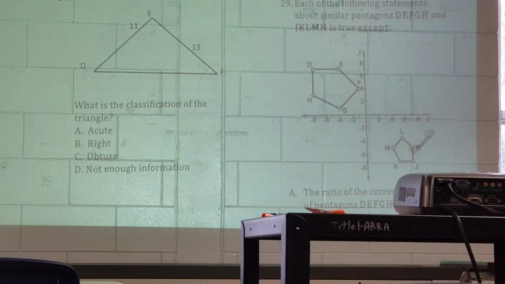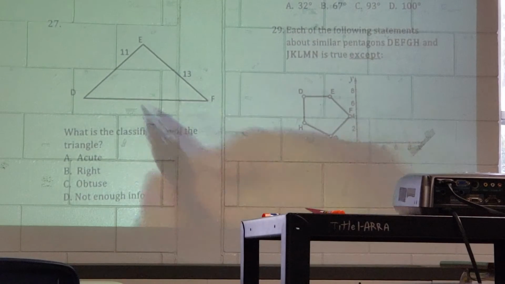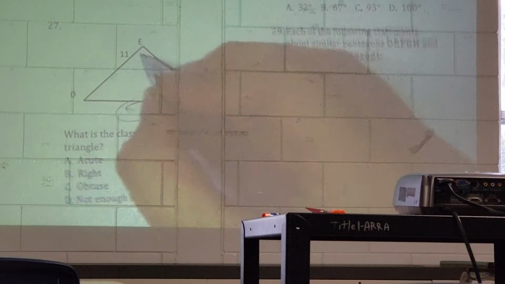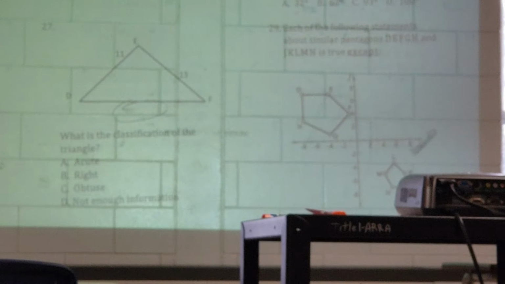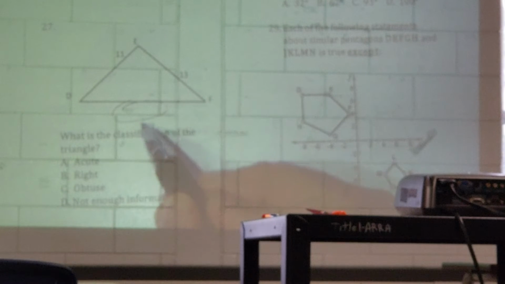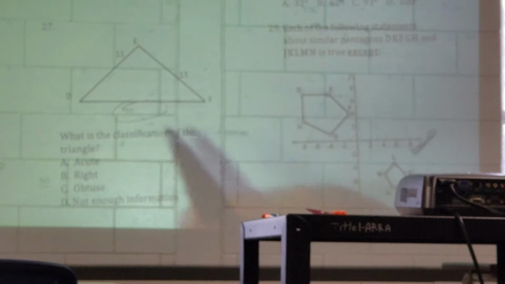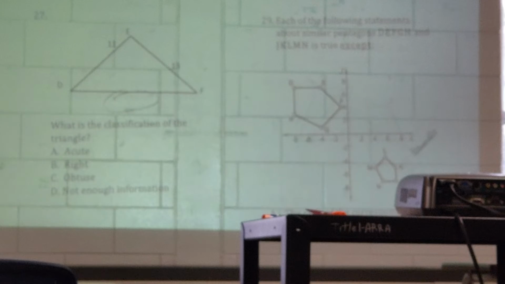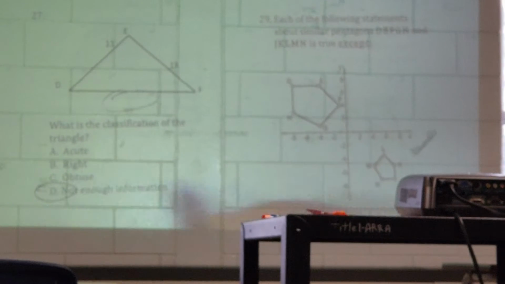27 says, which is the classification of the triangle? Is it acute, right, or obtuse? We could make some guesses looking at it, but they didn't tell me how big this side is, which makes it really difficult to do anything else. They didn't tell me any of the angles, which is what we really need. If they gave me this side, I could use the Pythagorean inequalities to figure it out. But considering they gave me nothing there, there's really not much I can do. So we're going to say not enough information on this.